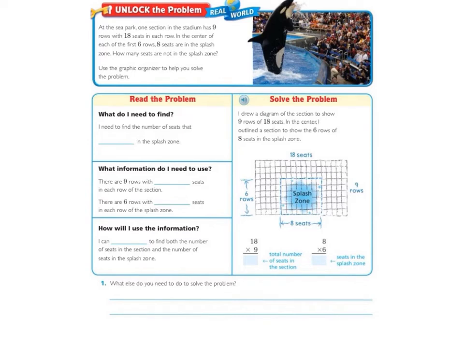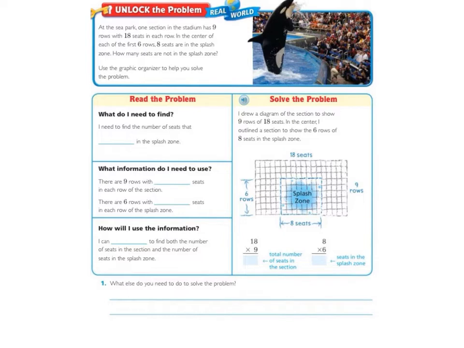Let's read our Unlock the Problem for today's lesson together. At the Sea Park, one section of the stadium has 9 rows with 18 seats in each row. In the center of each of the first 6 rows, 8 of those seats are in the splash zone. How many seats are not in the splash zone?